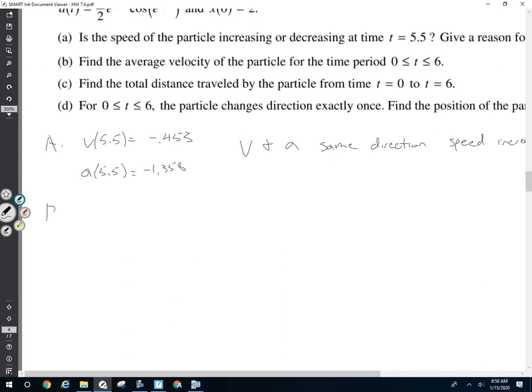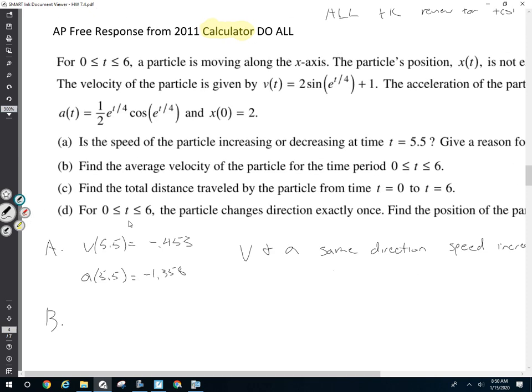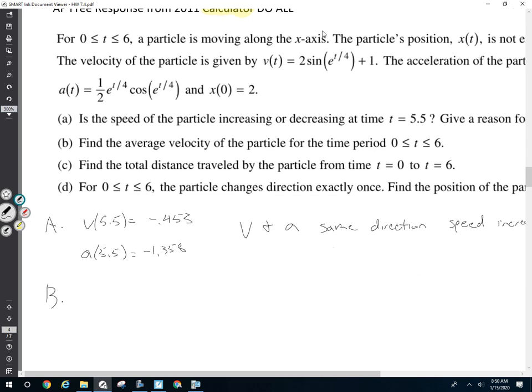Part B, find the average velocity. Okay, since you aren't given the position function, you don't know how to take the antiderivative of v, you're going to have to use the alternate approach. We're trying to find it from 0 to 6, which is to find the sum of all of the velocity values and then divide it by the interval, or find the area under velocity.